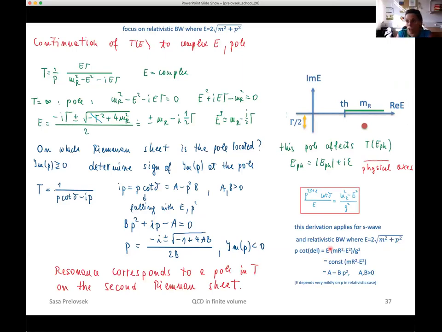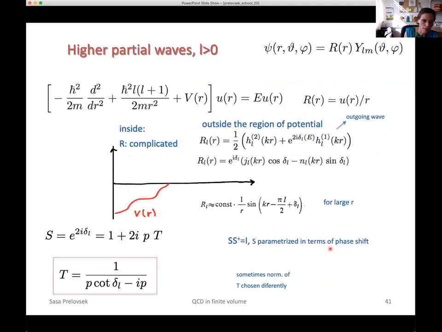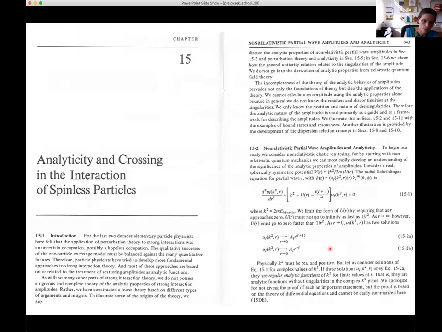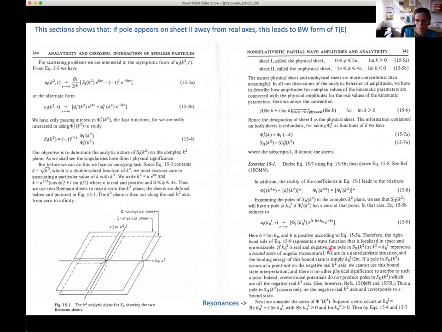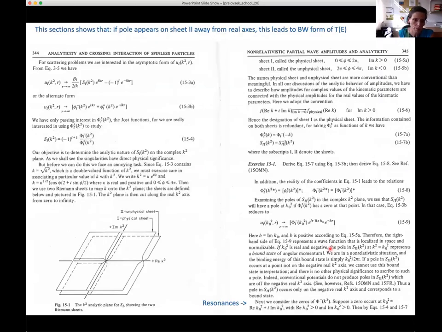Now, for a general partial wave, we actually didn't derive it. And it would take me half an hour, which I do not have, to do this derivation. So I appended some material. You'd have to go through 6 pages, which are very clearly written in this book.